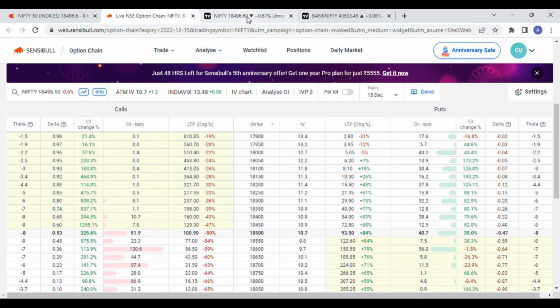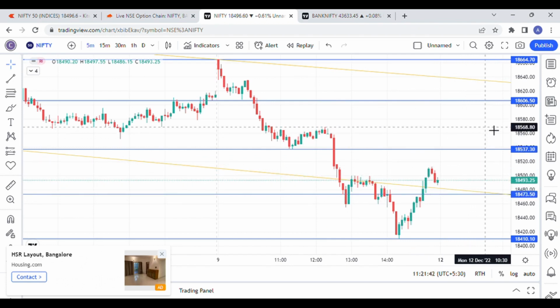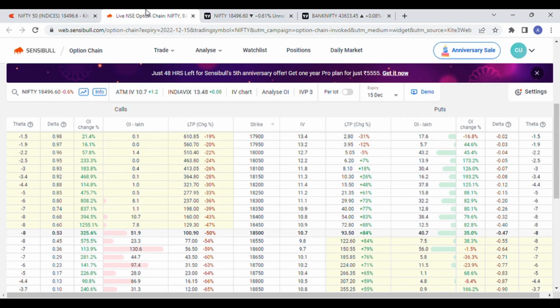now the Nifty is around 18,496, so the closest strike price is 18,500. The delta is around 0.53. Suppose tomorrow the market opens around the same level, around 18,500, and you think the market is going to 18,560 or 600 and you are going long. If you decide to buy the strike price at 18,500, then your delta will be around 0.53.